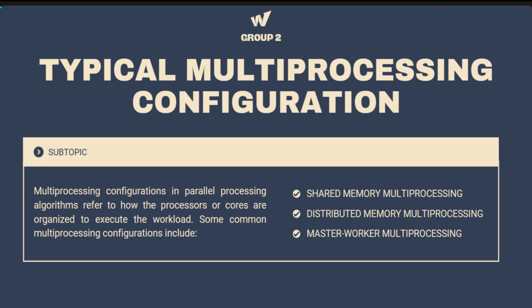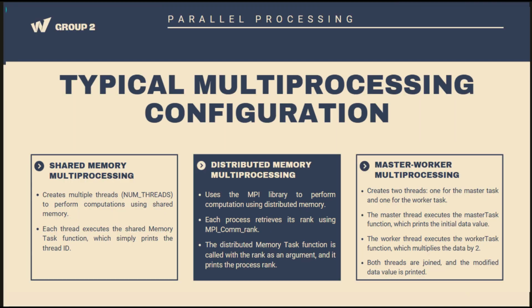Then, what is typical multiprocessing configuration? A multiprocessing configuration in a parallel processing algorithm refers to how the processors or cores are organized to execute the workload. So we will tackle the three typical multiprocessing configurations. The first one here is the shared memory multiprocessing.